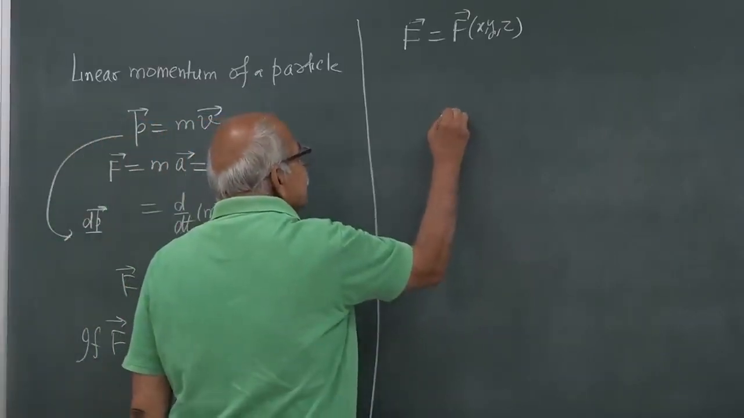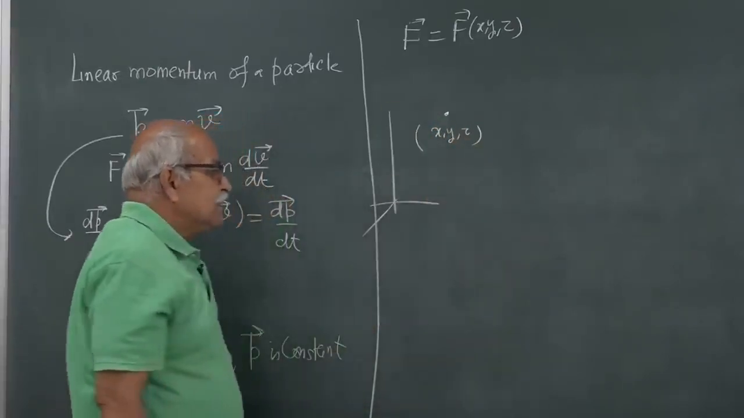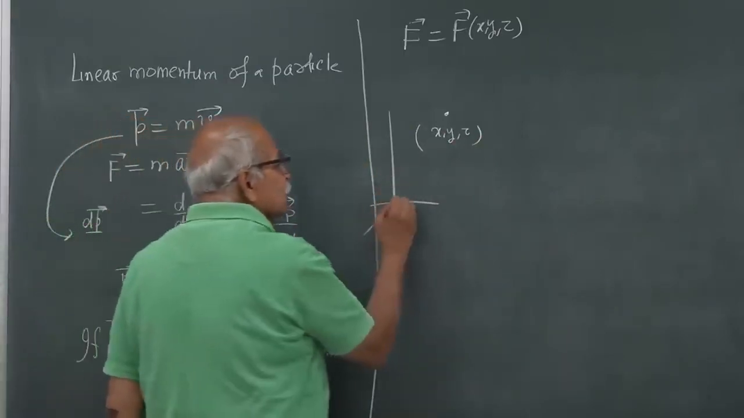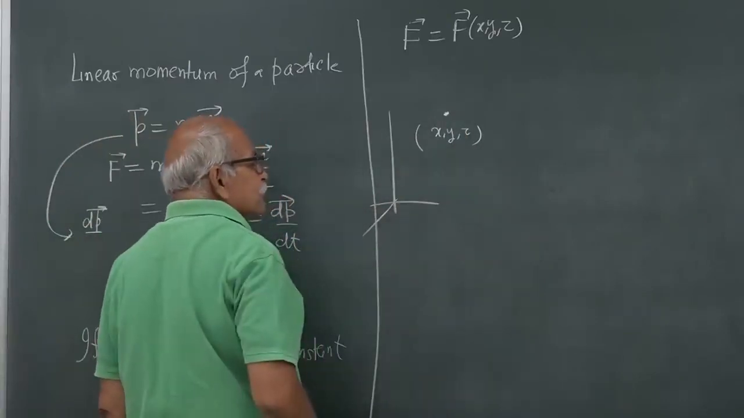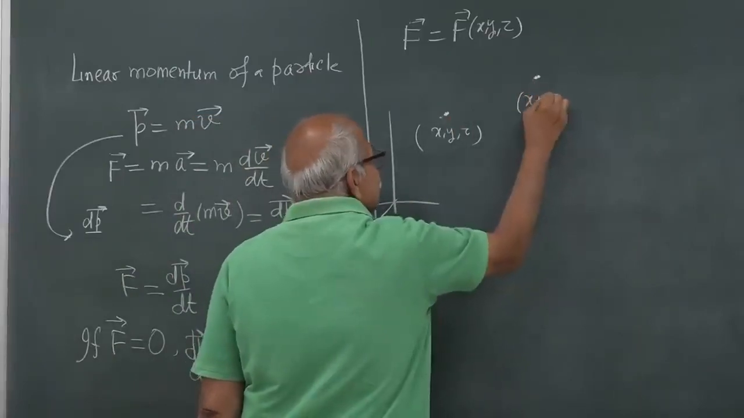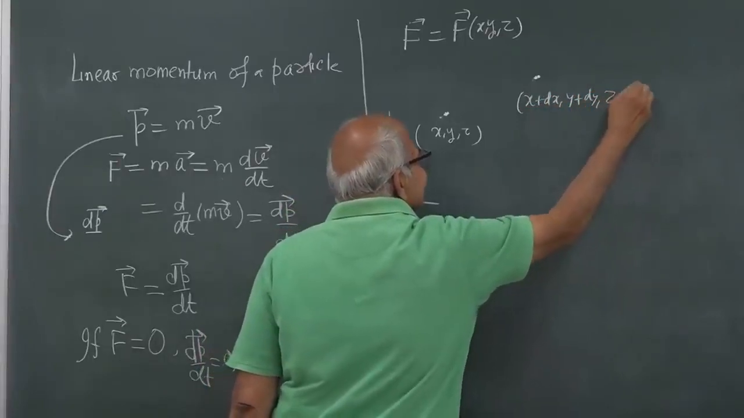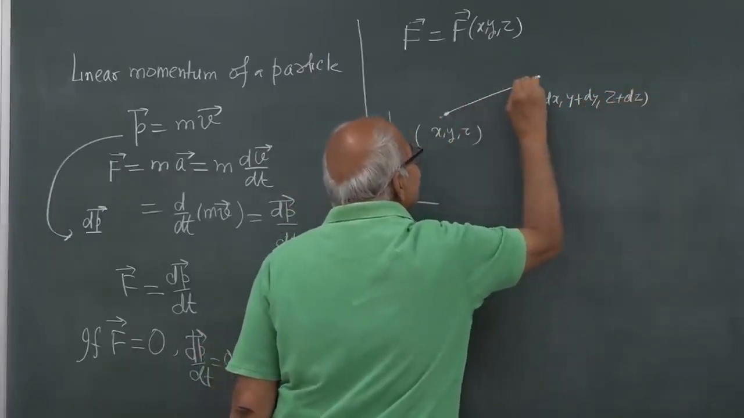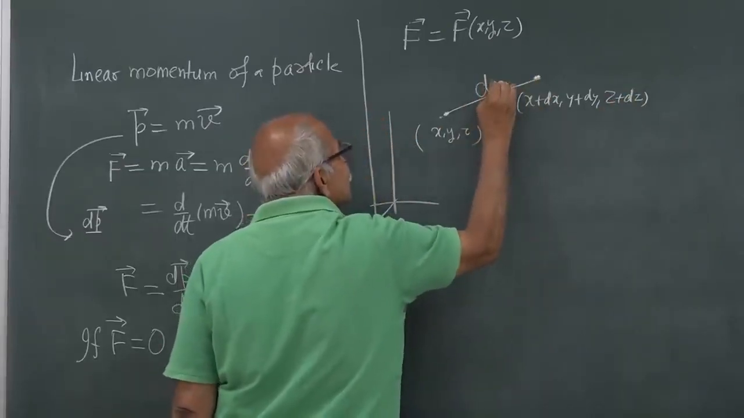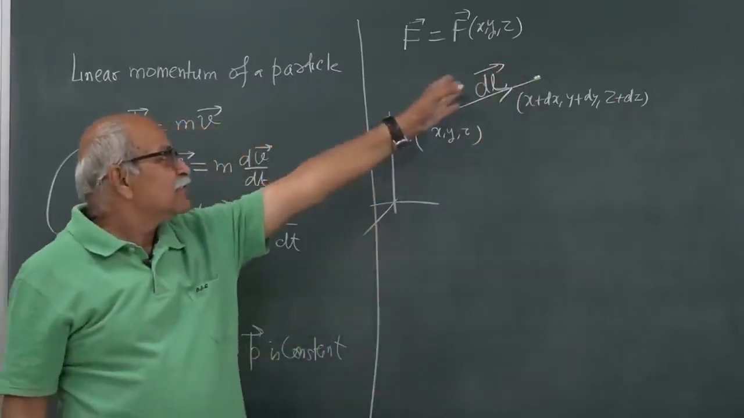I have a point x, y, z. I have some frame of reference, some origin, some x axis, some y axis, some z axis, and with reference to that I have a point x, y, z. Then I take another point nearby, and this is x plus dx, y plus dy, z plus dz, and this vector I call dr vector or dl vector. Okay, let me call it dl.